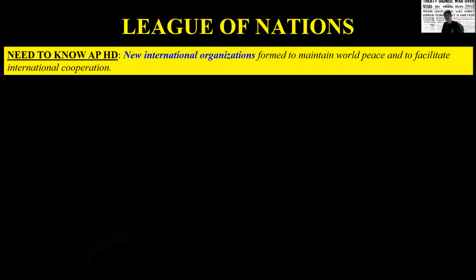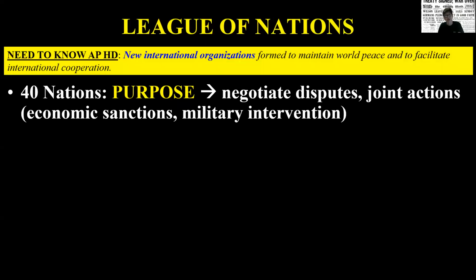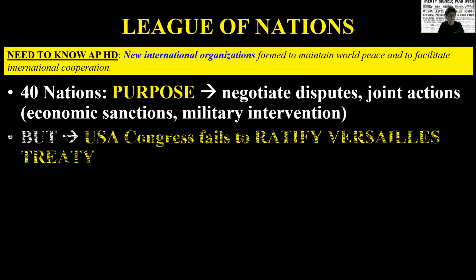The League of Nations. These are new international organizations formed to maintain world peace and foster international cooperation. Now, there were 40 nations in the League of Nations. They did have the League of Nations. Wilson got that through. The purpose was to negotiate disputes, joint actions, could be economic sanctions, could be military interventions.